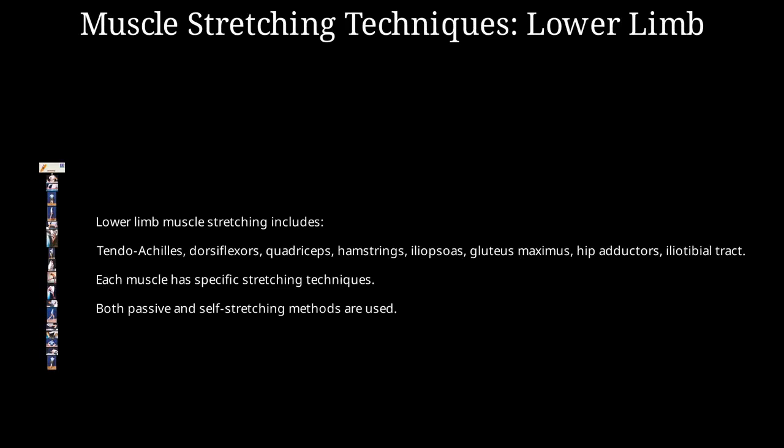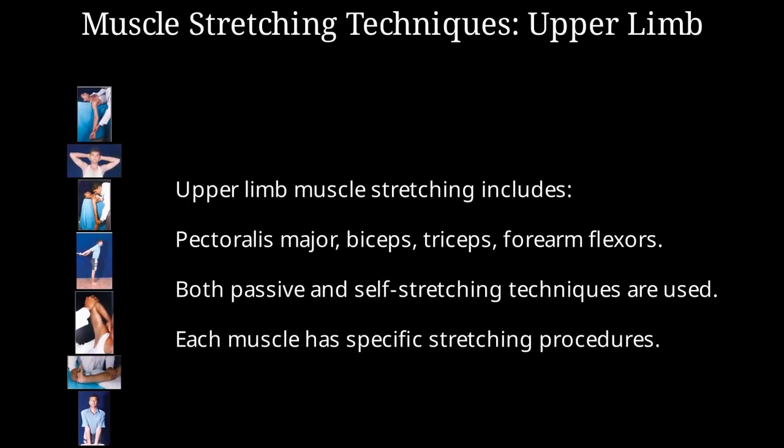Various passive and self-stretching techniques are used for lower limb muscles such as the tendo Achilles, dorsiflexors, quadriceps, hamstrings, iliopsoas, gluteus maximus, hip adductors, and iliotibial tract. Each has specific patient and therapist positions and procedures. Upper limb muscle stretching includes techniques for the pectoralis major, biceps, triceps, and forearm flexors. Both passive and self-stretching methods are described with specific positions and procedures.